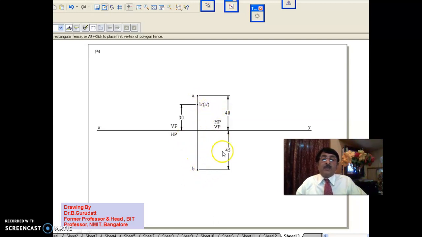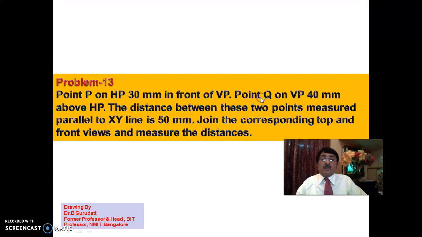In that way, you are able to complete the projections of the points located in two quadrants. When you are looking from here, B can be seen, A cannot be seen. That is what B dash, bracket, A dash and all that means. I think it is clear. Please go through this once again.